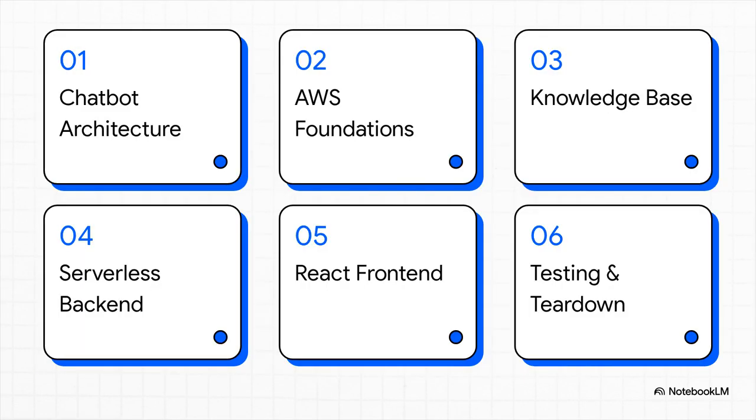To make sure we don't get lost in the AWS ecosystem, here is the blueprint for our build. We'll look at the chatbot architecture, set up the AWS foundations, build the AI knowledge base, connect the serverless backend, deploy the React frontend, and then finally test and tear it down.